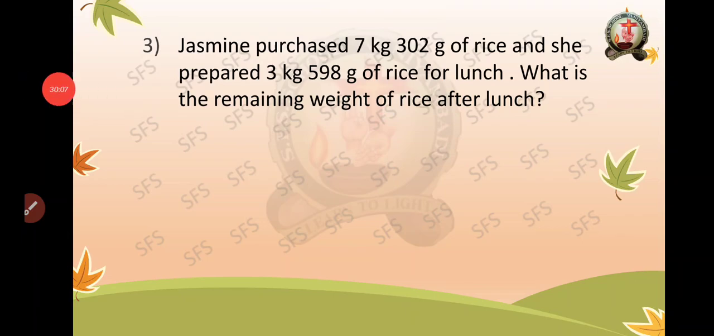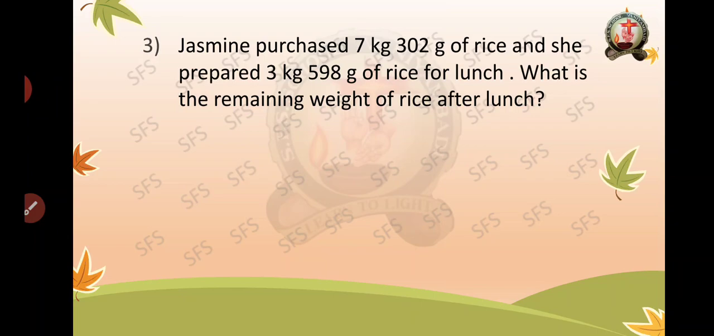The third question is, Jasmine purchased 7 kg 302 gram of rice. That is, Jasmine is a girl who is purchasing 7 kg 302 gram of rice. She prepared 3 kg 598 gram of rice for lunch. What is the remaining weight of rice after lunch? If the word is remaining, what is the problem?